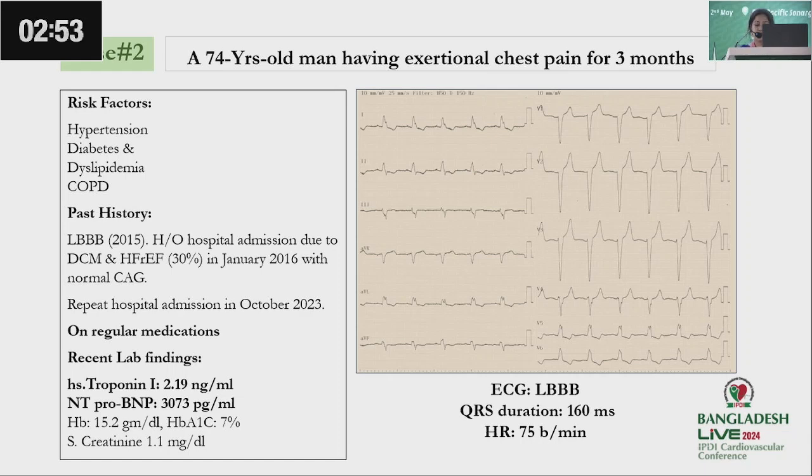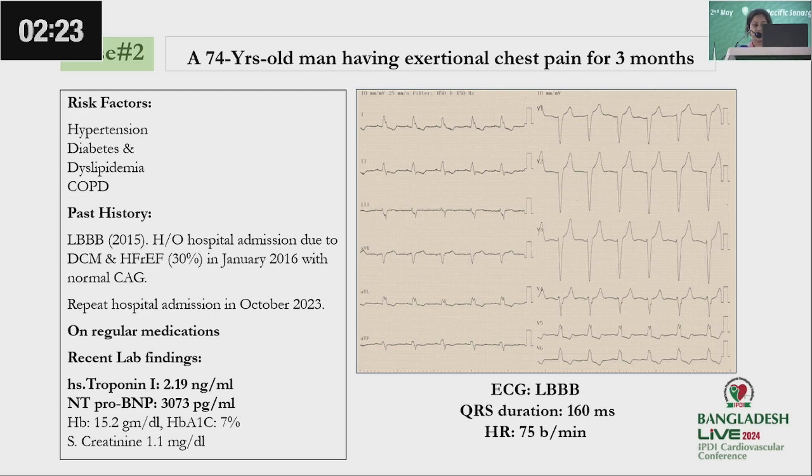Now, I am going to present my second case. He was a 74 year old male. He also presented with exertional chest pain for the last 3 months with several comorbidities: hypertension, diabetes, dyslipidemia, and COPD. This patient gave a history of incidental diagnosis of LBBB in 2015. He had a history of hospital admission due to DCM and reduced ejection fraction of 30% in January 2016. During that time, his coronary angiogram was normal.